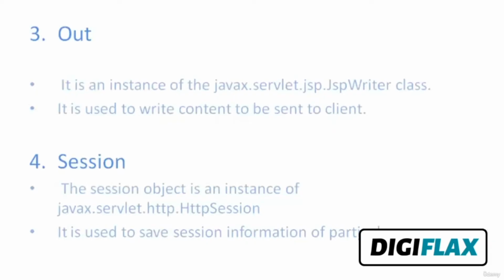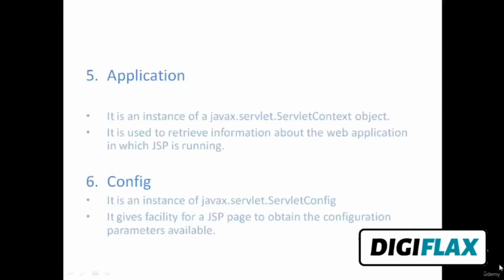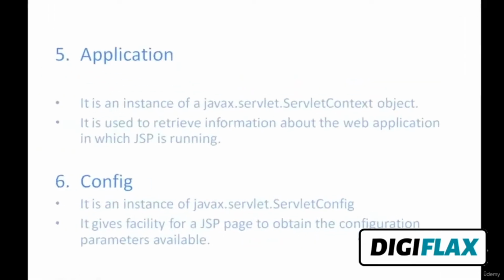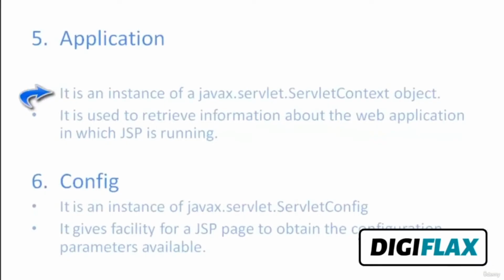Session implicit object. The session object is an instance of javax.servlet.http.HttpSession class. It is used to save session information of a particular user. Application implicit object. It is an instance of a javax.servlet.ServletContext object. It is used to retrieve information about the web application in which JSP is running.